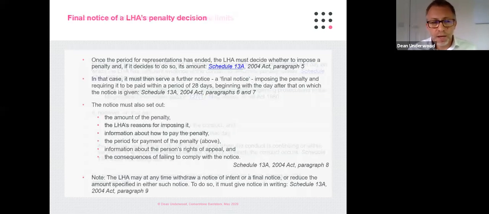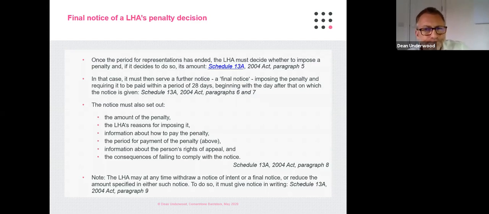Leaving that subject there, we move on from notices of intent and the period for representations to the final notice that a local housing authority must give if it decides to serve a penalty. And so once the period for representations has passed and either the recipient has made representations or has failed to do so, the local authority has a decision to make. Does it impose a penalty or not? And if it decides to do so, it must serve what is called a final notice on the recipient under Schedule 13A, paragraph 5.